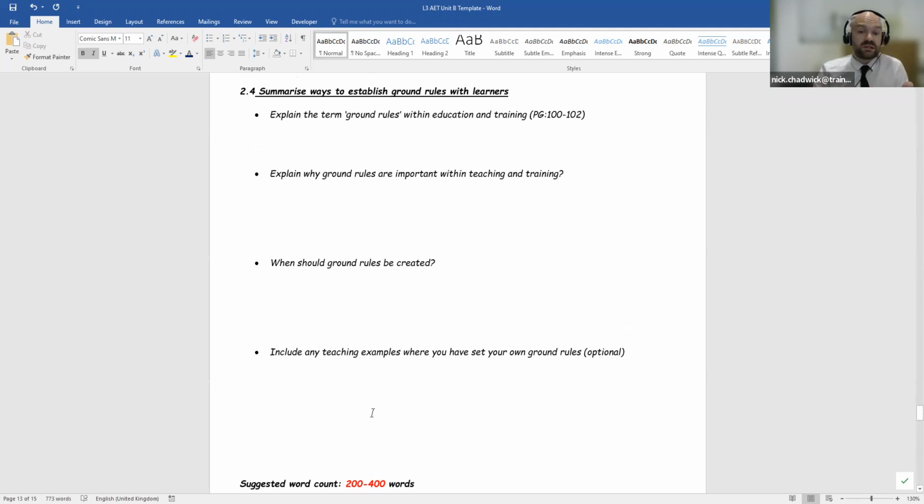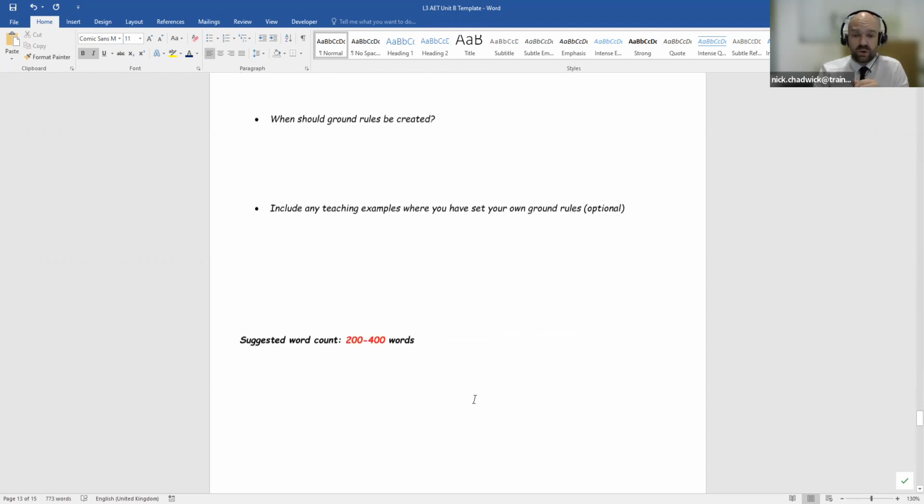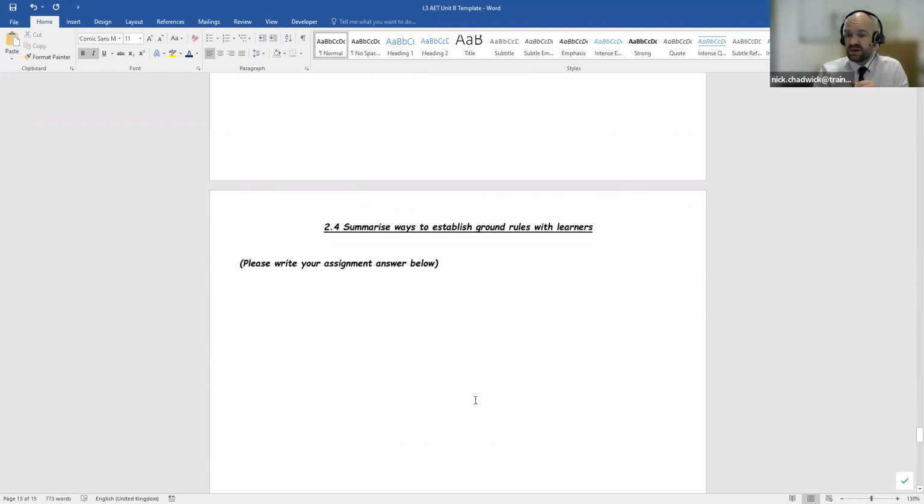But in terms of this assignment answer, the suggested bullet points, I would say, are to explain the term ground rules within education and training, and explain why ground rules are important within teaching and training. When should ground rules be created? And finally, of course, include any teaching examples where you have implemented or set your own ground rules as well. That is optional. Once again, we're looking for between 200 to 400 words for this assignment question.